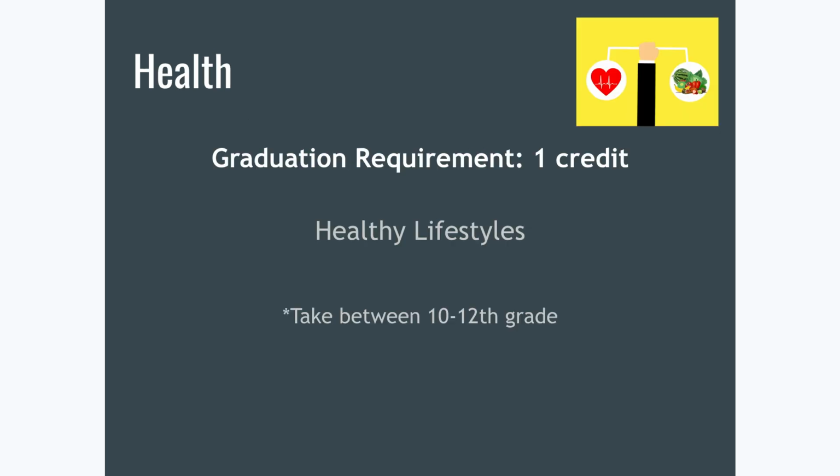And then there is a health requirement, and there is 1 class that counts for this, and it is called Healthy Lifestyles. So that is 1 credit, Healthy Lifestyles. Students take this between 10th, 11th, or 12th grade.